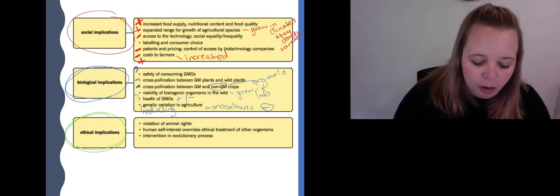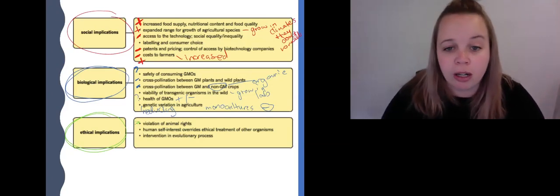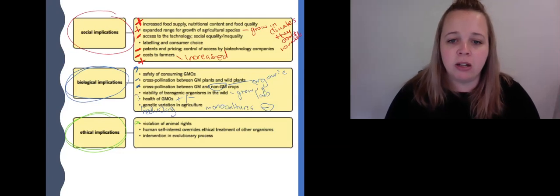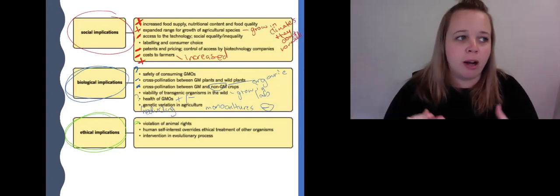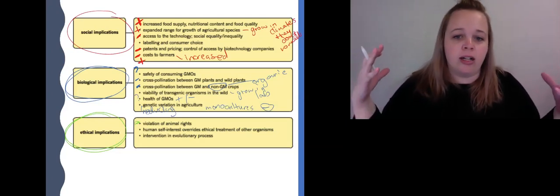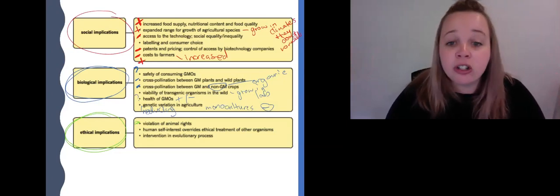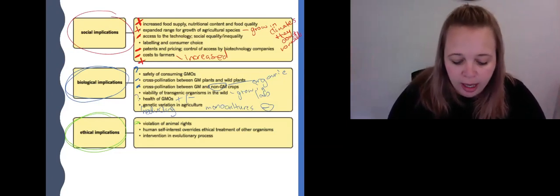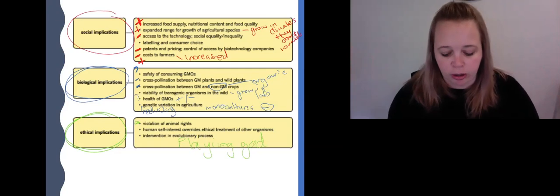The other thing you've got here is that human self-interest overrides the ethical treatment of organisms. So just because we think we are superior to everything, do we have the right to unethically treat a plant or unethically treat an animal? And the last one here, the intervention in the evolutionary process. Again, what did I say for the last one? You can always write down playing God too.